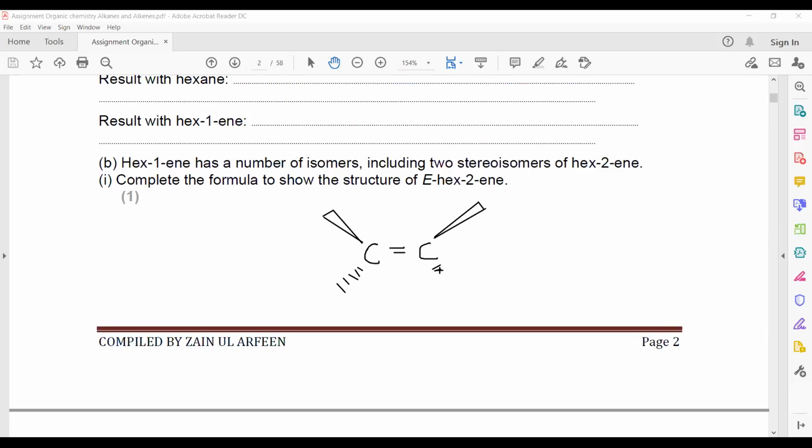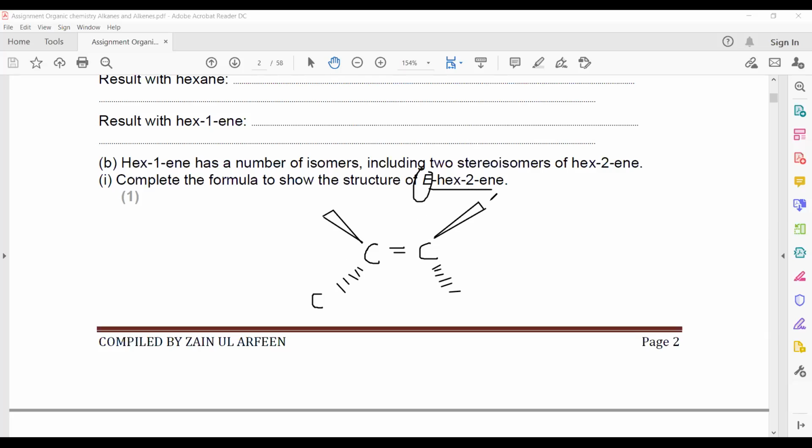Like showing that one of the bonds is into the plane, another one is out of the plane. So we want to draw hex-2-ene. The second position should be the double bond. So this is carbon 1, 2, 3, and because it is E, the other heavy group should be on the opposite side.